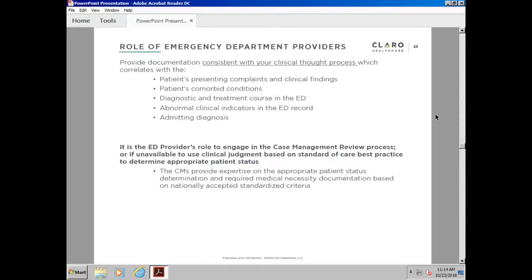And then working with case management, we definitely know that they are using Milliman, and they're using those appropriate clinical standards, those nationally accepted standards. However, it's still the clinical judgment of the physician and providers that gets the patient in the right status. So when we don't have that clinical judgment documentation, we have to rely only on those standards.